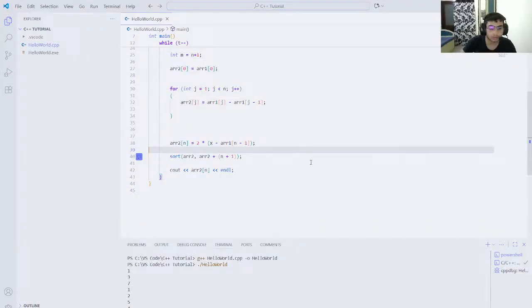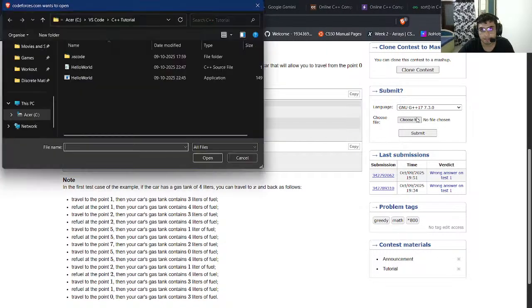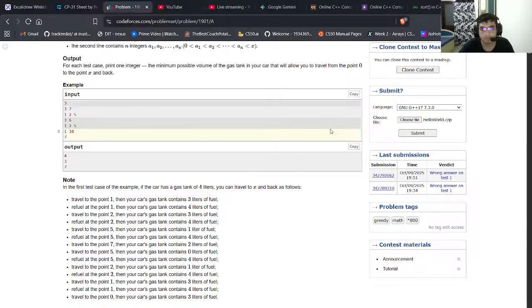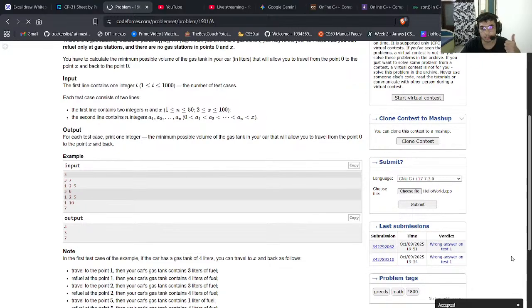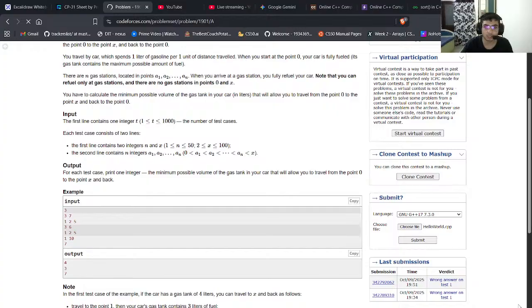Let me just save the file. Control S. Let's hope so. Accepted. Nice. Okay, one question done for one day. It's pretty bad. It was a very small mistake.